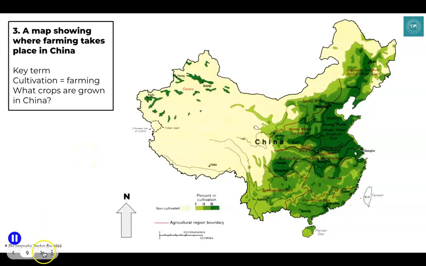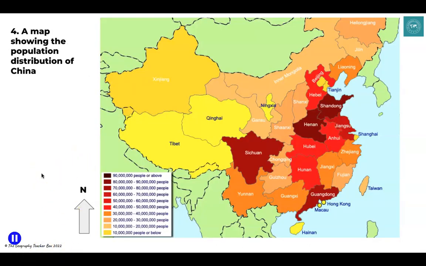Okay. And then the final map you're going to look at in detail is this one that's actually showing you whereabouts in the country people tend to live. And again, you've got the provinces labelled, so you can refer to specific places. You've got the compass directions there. You've got actual numbers that link to the different colours on the map. So you can actually talk about which areas look quite sparsely populated and which areas seem to be quite densely populated.